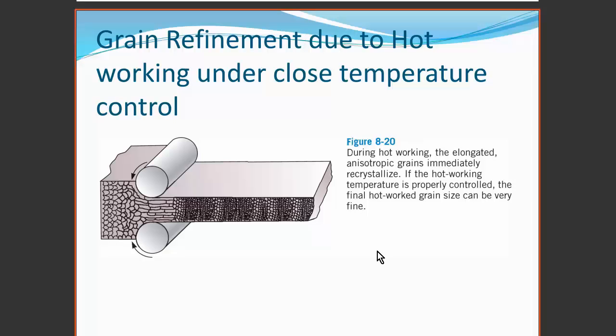During hot working, if the temperature is closely controlled, the elongated grains that are formed during rolling can immediately recrystallize to form a fine grain structure. So hot rolling material not only shapes it, but also strengthens it.